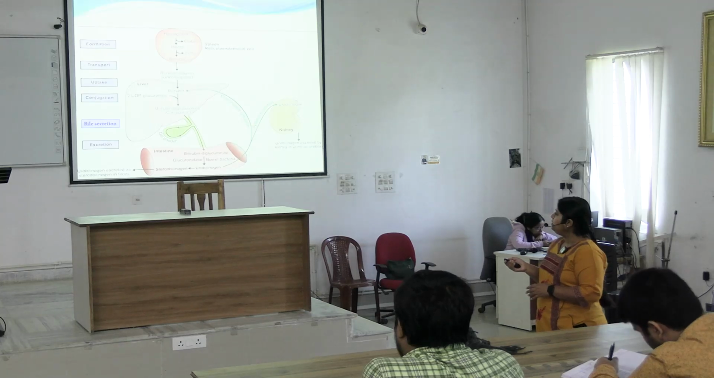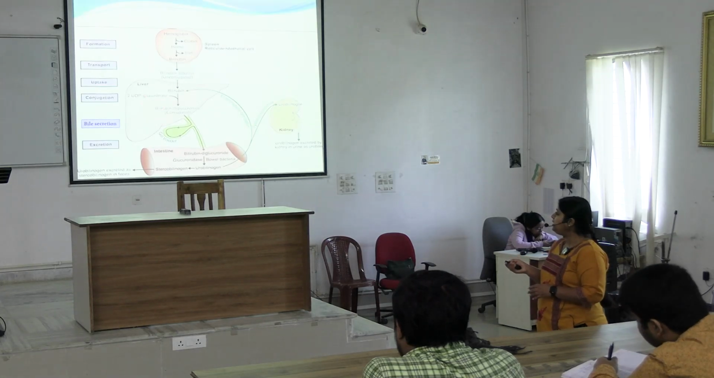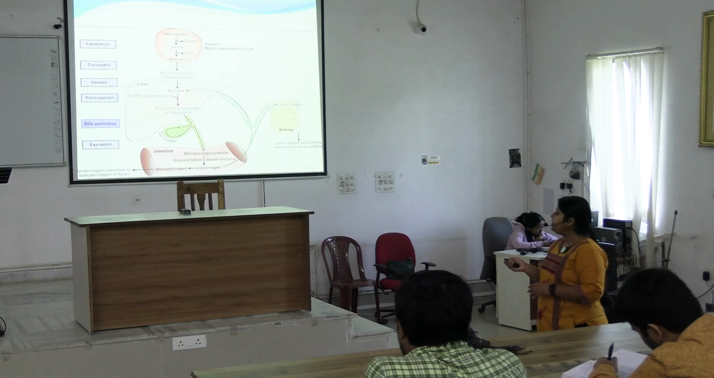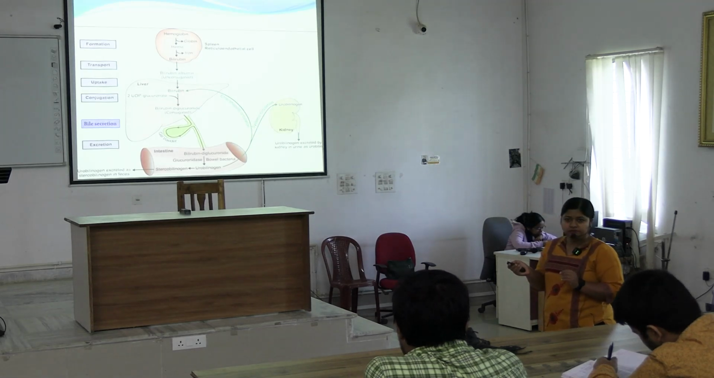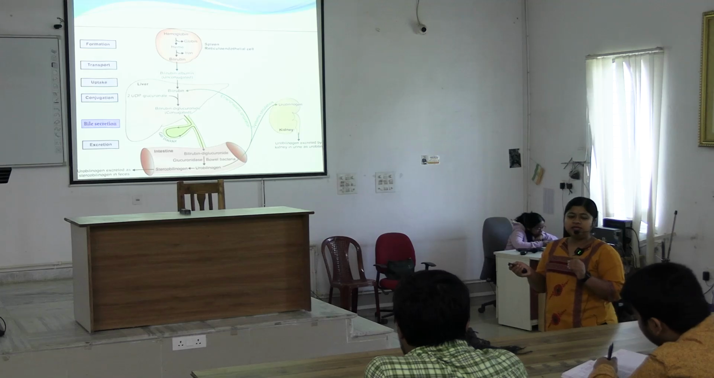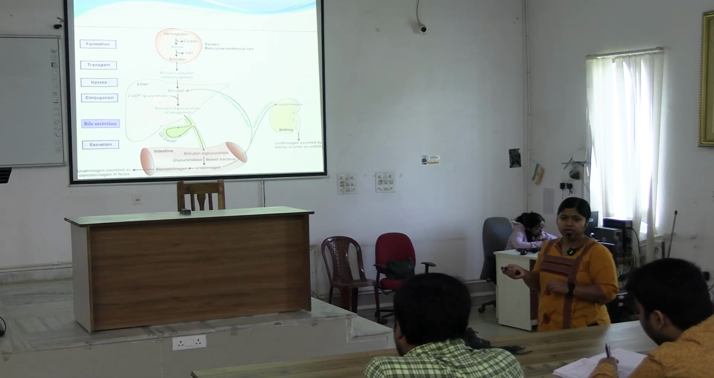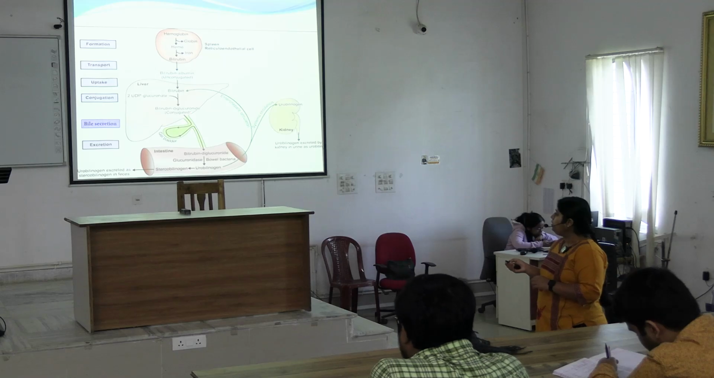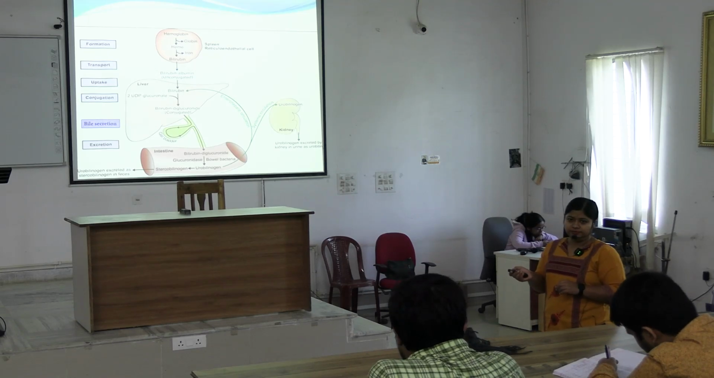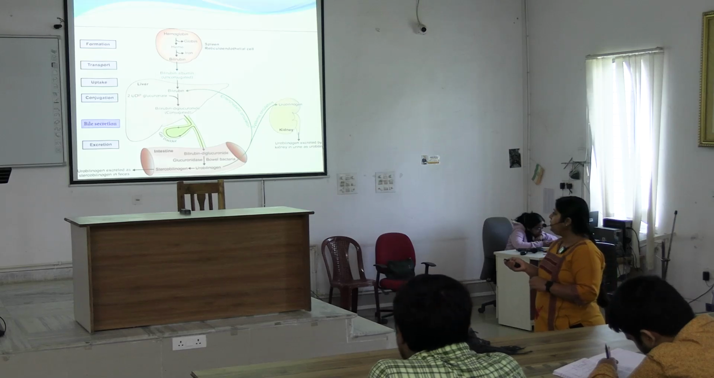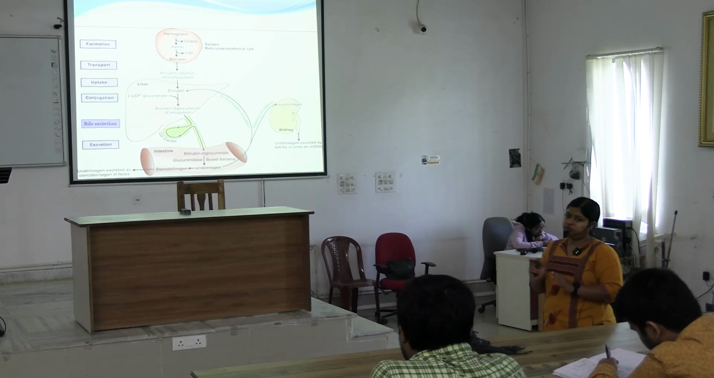So here: transport, uptake, then conjugation. In the conjugation part, what happens? This unconjugated bilirubin, which is insoluble in water, will be converted to a soluble form. How does it happen? By the combination of glucuronic acid. Bilirubin diglucuronide is the conjugated form of bilirubin. This conjugation takes place only in the liver, nowhere else.